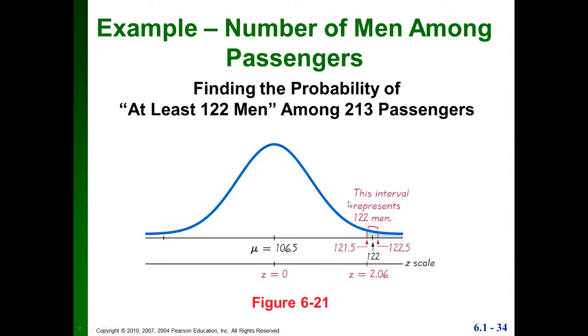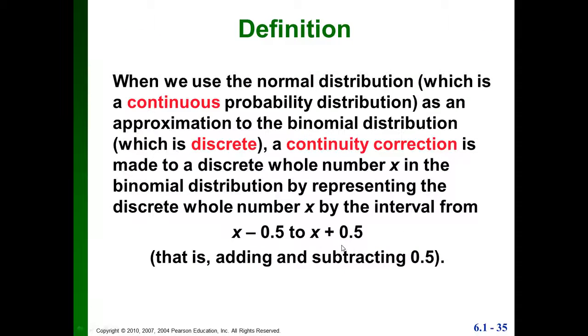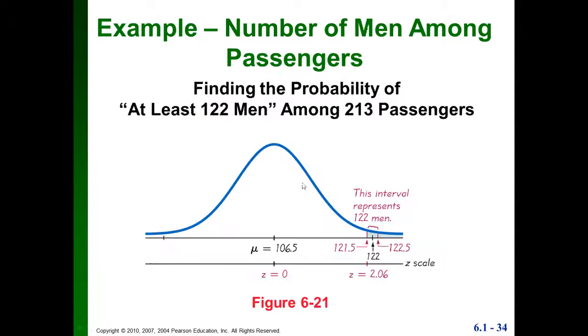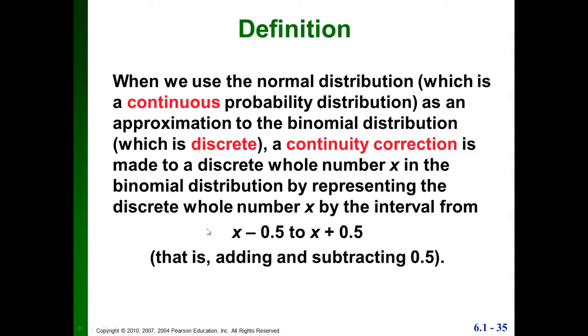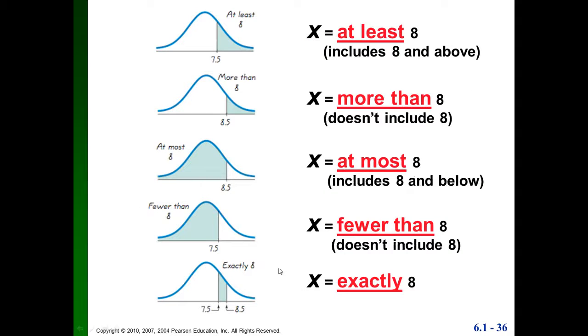Let's look at this example right here. Find the probability that at least 122 men are among 213 passengers. Well, we have this right here. It's between 122 and so forth, 213. So what we have to do is find the normal distribution that goes to greater than 122, but then we have to subtract 0.5 on the left side and add 0.5 on the right side. And that gives you the answer.